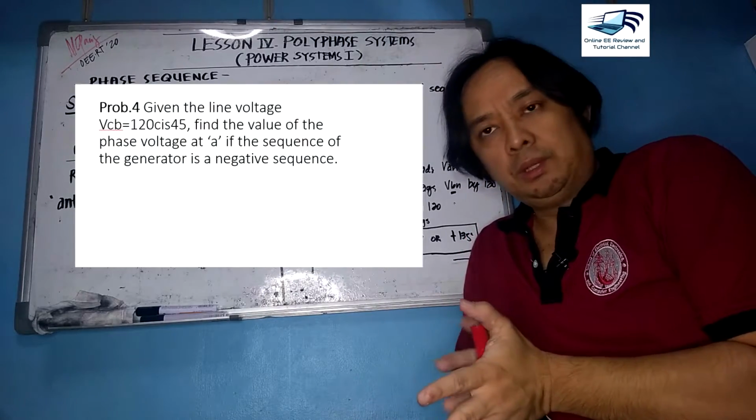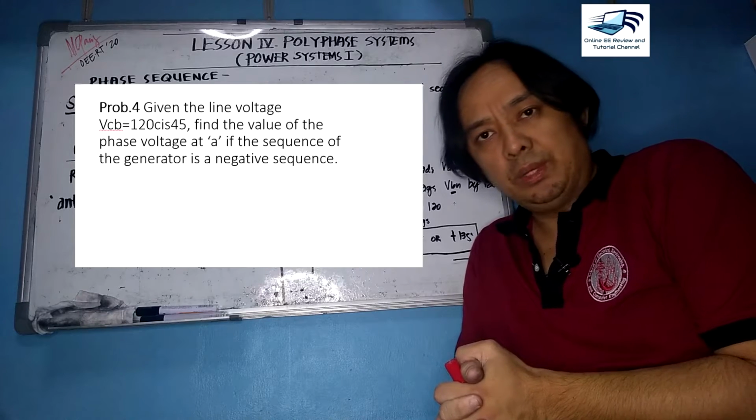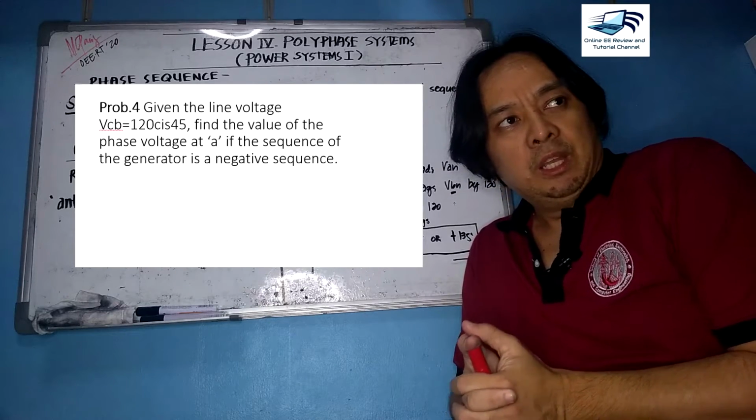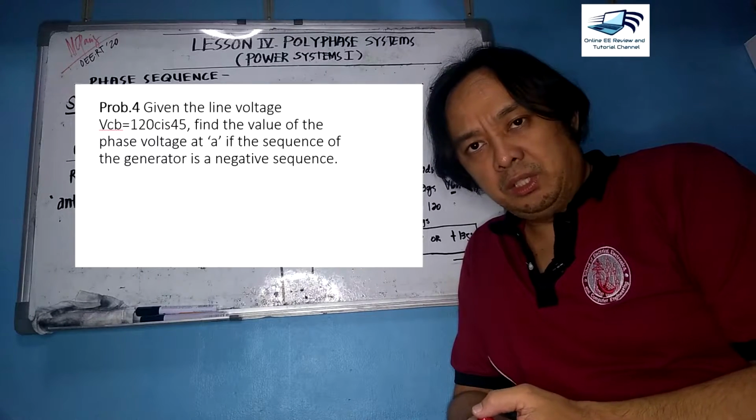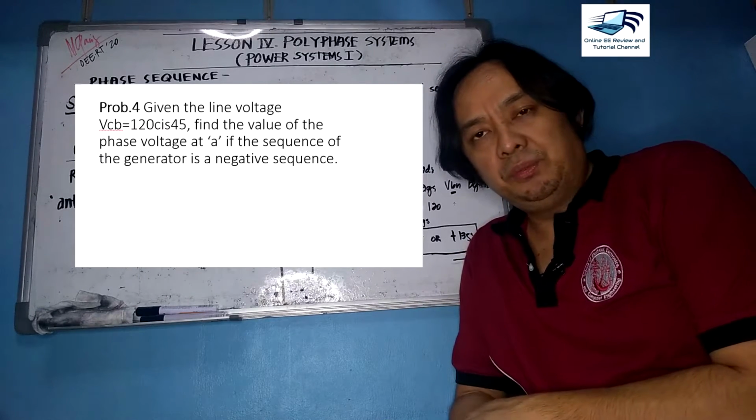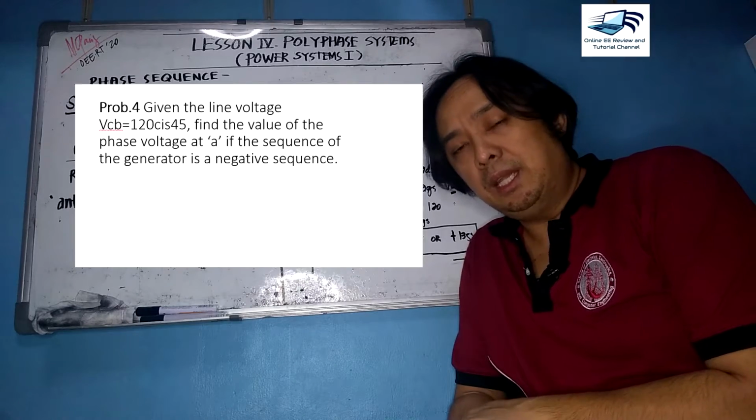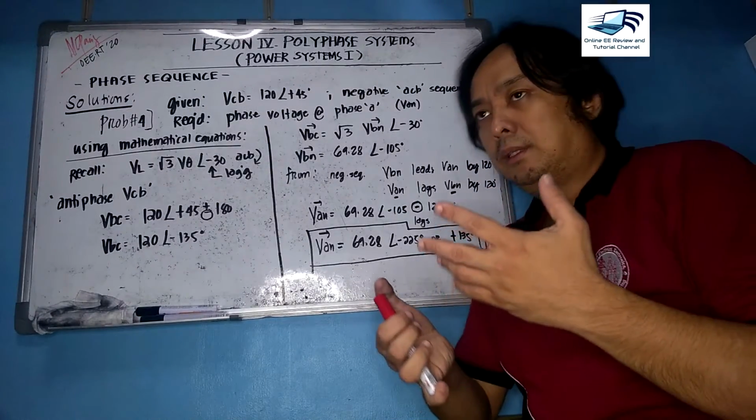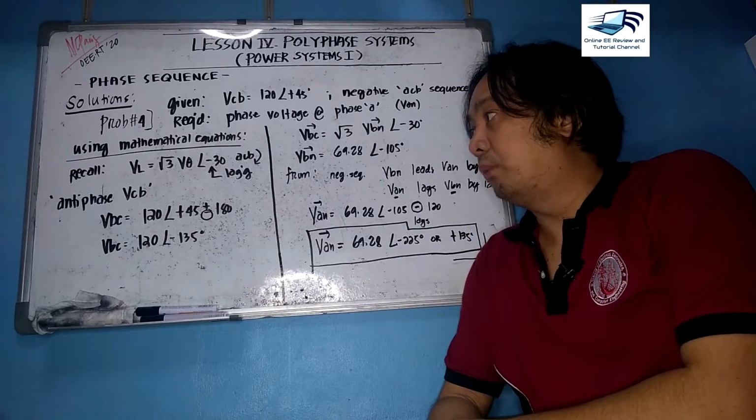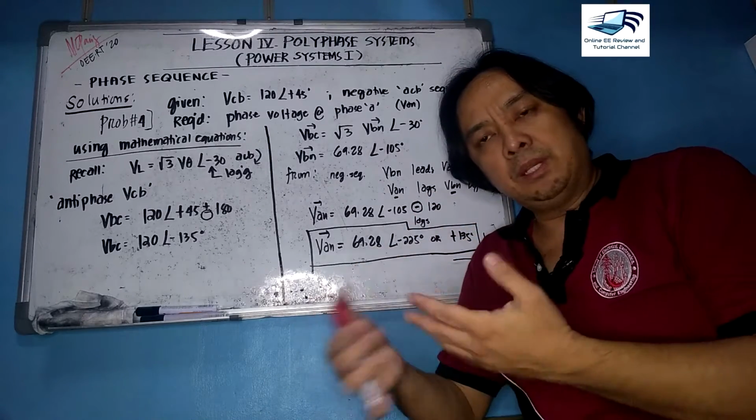So given the voltage VCB, which is 120∠45, we need to find the value of the phase voltage at phase A if the sequence given is a negative sequence. So here's the solution for problem number 4. We can present two solutions here.